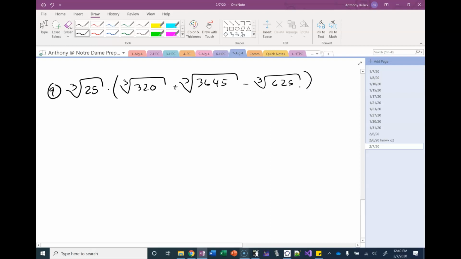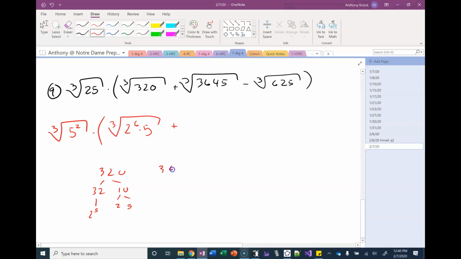So we start by doing some prime factorizations, right? So 25 is 5 squared. 320, maybe I did 32 and 10. 10 is 2 times 5, and 32 is 2 to the 5th. So I have the cube root of 2 to the 6th times 5. Okay there?